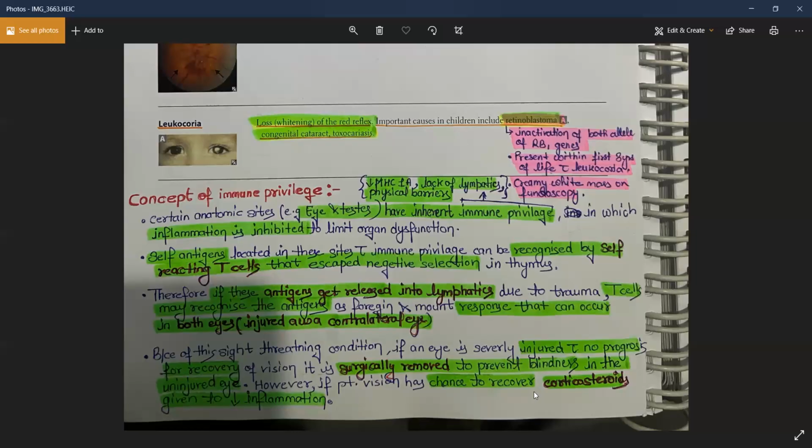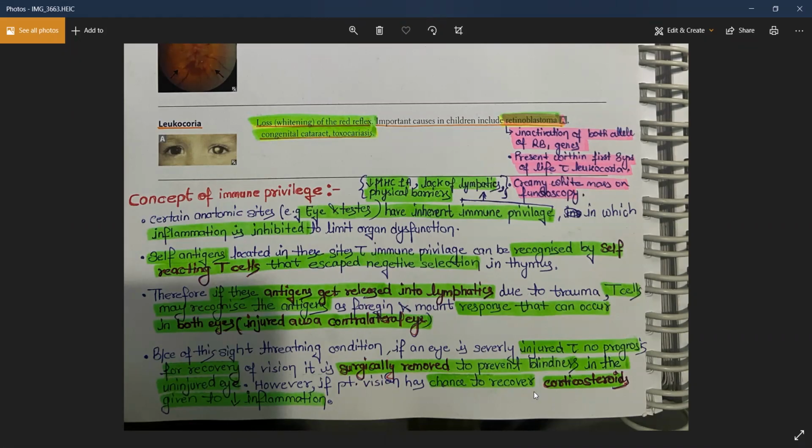So any doubt on the immune privilege? Actually, can you explain this point? How is it going from one eye to the other if there's no connection between the two eyes?